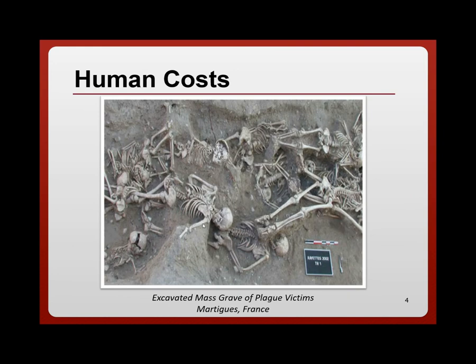The human costs were pretty significant. The Black Death killed in between about 75 and 200 million people across three different continents. And some estimations are that 30 to 50% of people in Europe died from the Black Death.